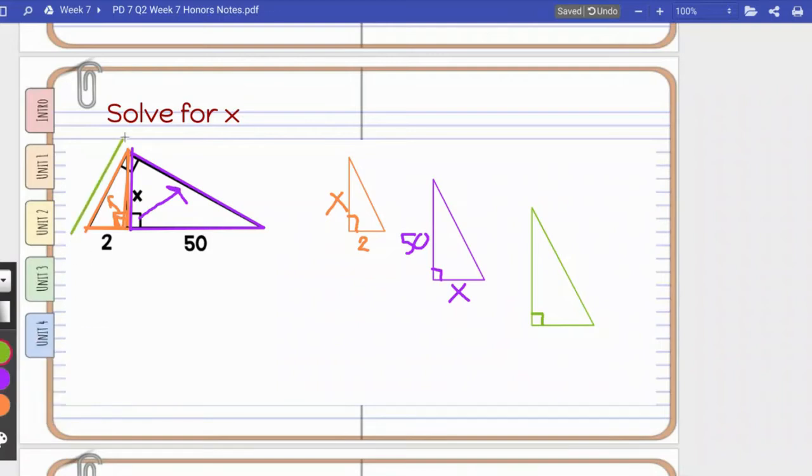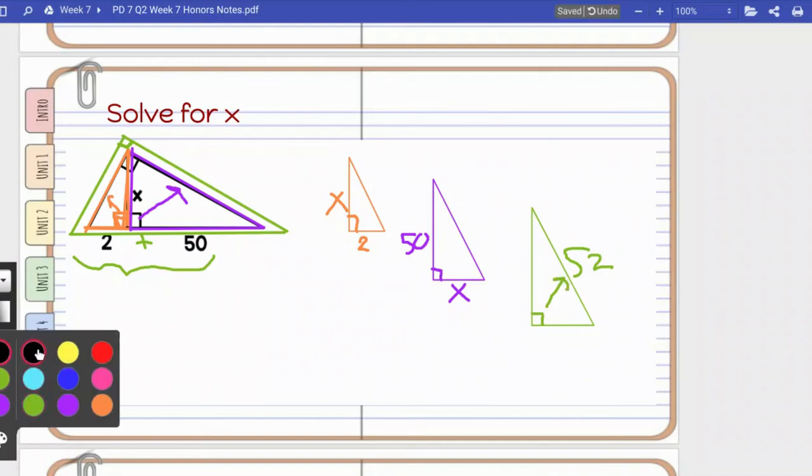Then I want to look at my overall right triangle. Here's the shorter leg, nothing's marked. Here's the longer leg, nothing's marked because my 90-degree angle is right here. And then here's the hypotenuse. Well, the hypotenuse is going to be 2 plus 50, so that's going to be 52 on my hypotenuse.